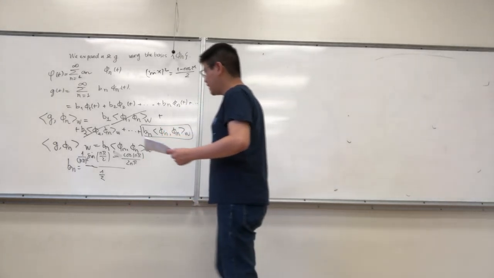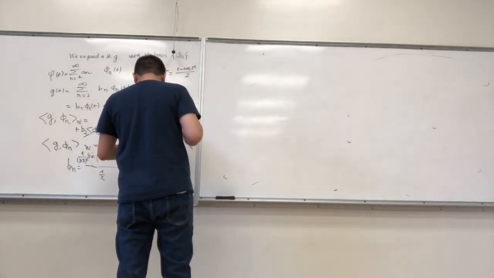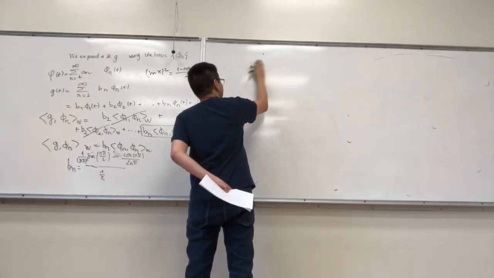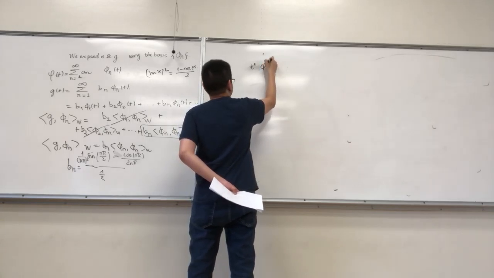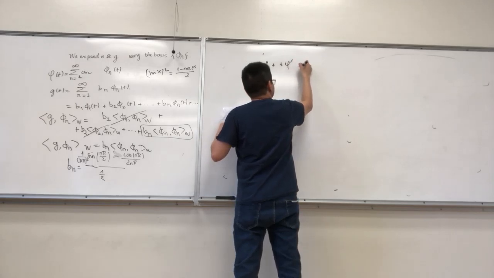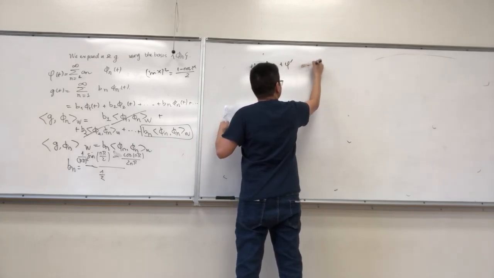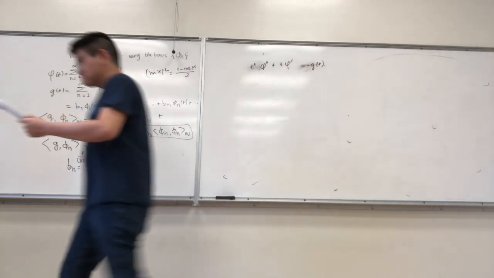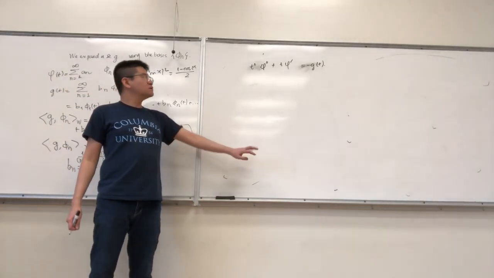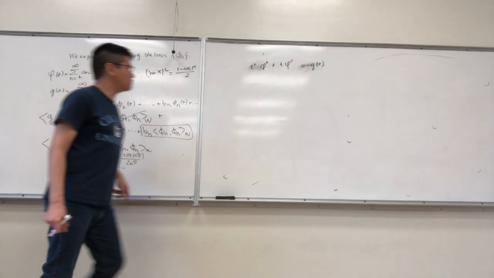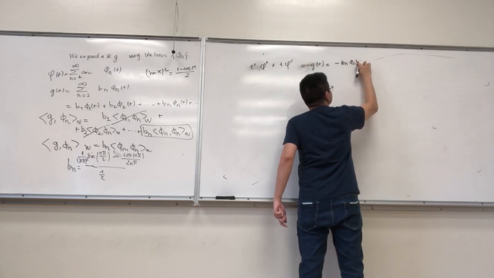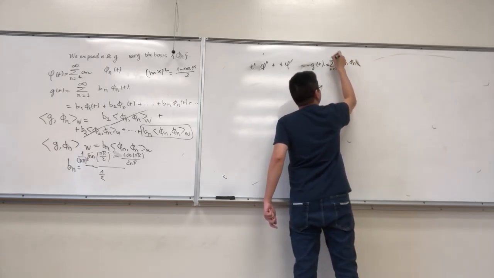So this is b n, and we have to go back to the equation. So we have 1 plus t squared, phi double prime plus t phi prime plus phi is equal to minus g t. So we have all of the coefficients of the right side. So you have minus b n, and this is the sum when n is from 1 to infinity.